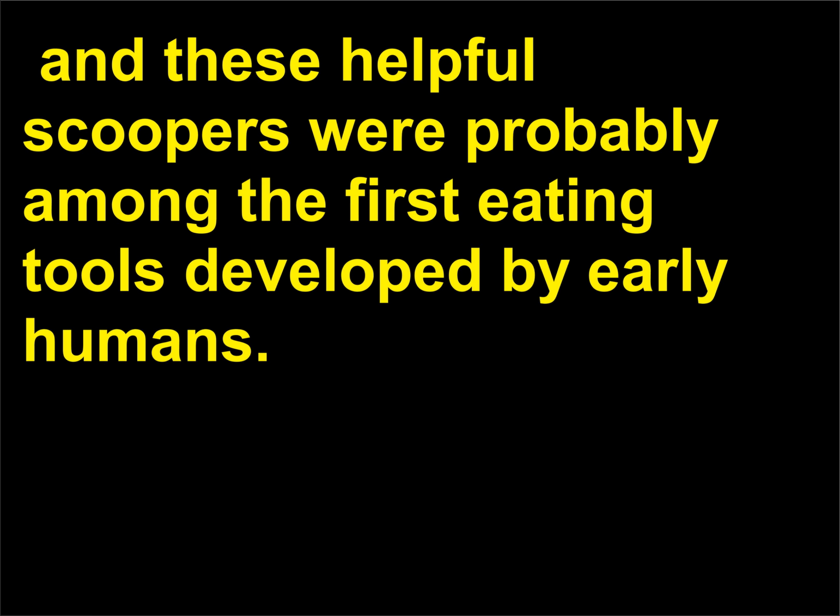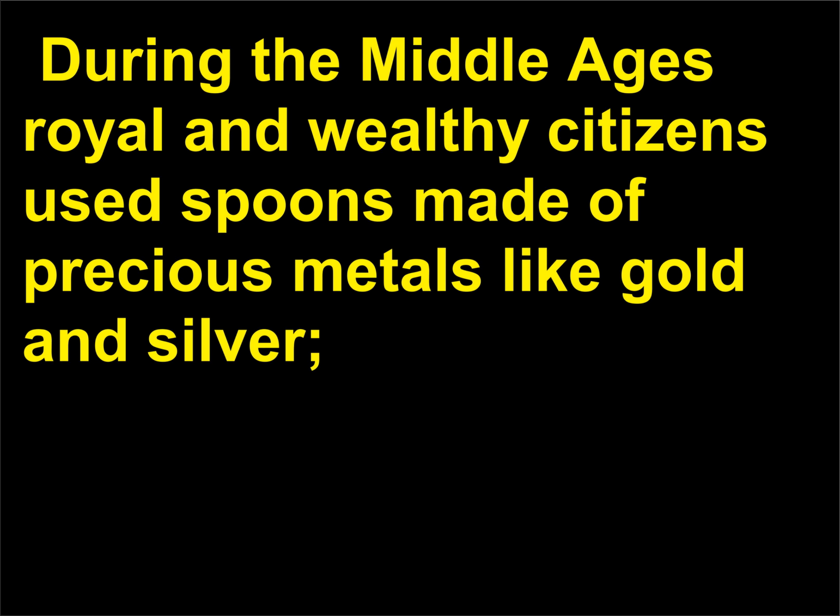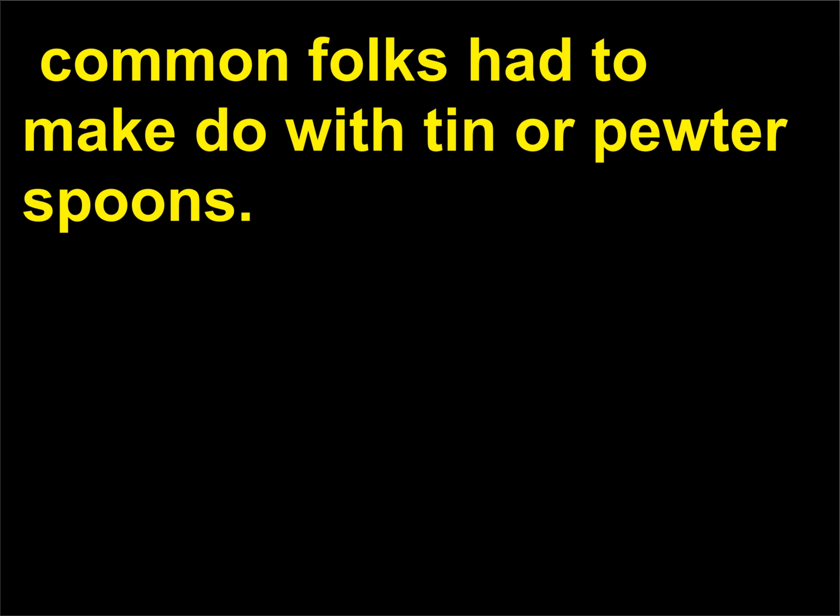People have been using spoons for centuries, and these helpful scoopers were probably among the first eating tools developed by early humans. In prehistoric times, spoons were made of curved pieces of shells or wood. During the Middle Ages, royal and wealthy citizens used spoons made of precious metals like gold and silver. Common folks had to make do with tin or pewter spoons.